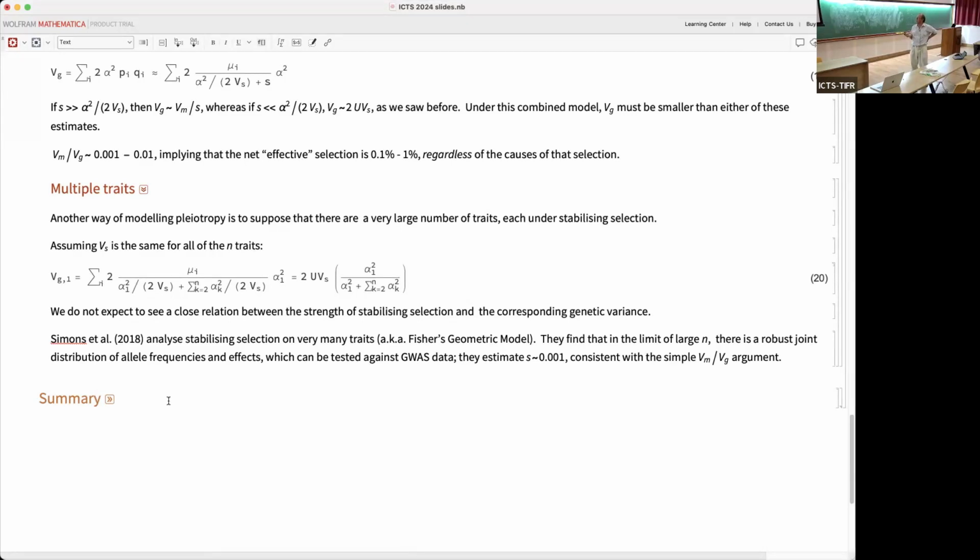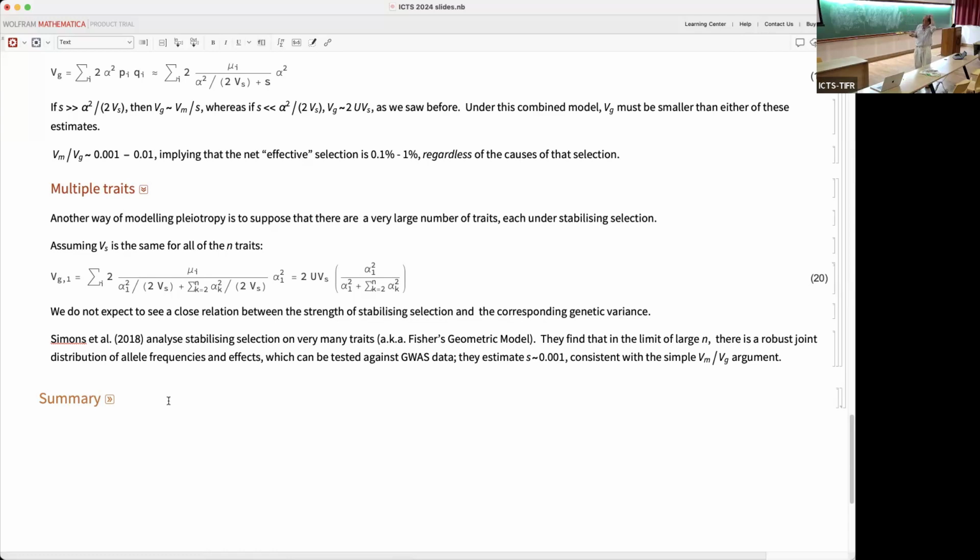genetic variance for a particular trait doesn't necessarily bear a direct relationship to the selection on that trait. I've assumed here that Vs is the same for all the traits, but you can do the same thing with Vs varying across traits. And if you say that we've got stabilizing selection on a certain trait that we can measure and observe, it may be that the genetic variance on that trait is due more to the selective effects of the underlying alleles on all the other traits.